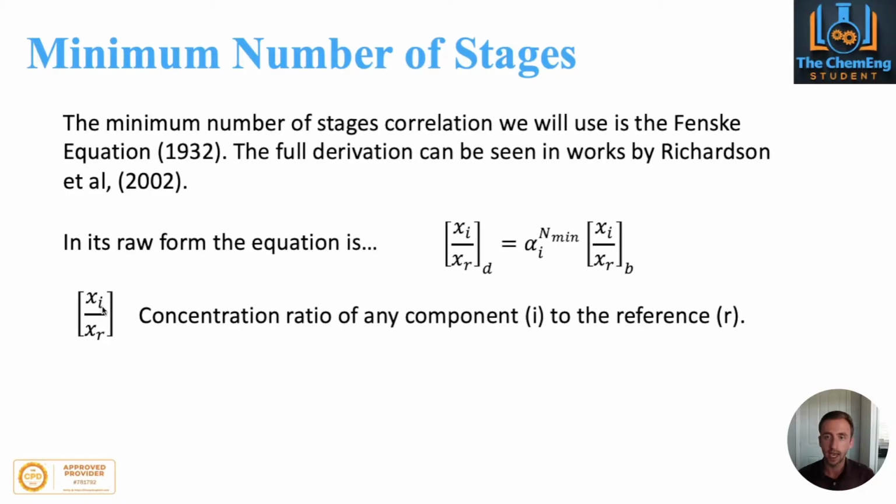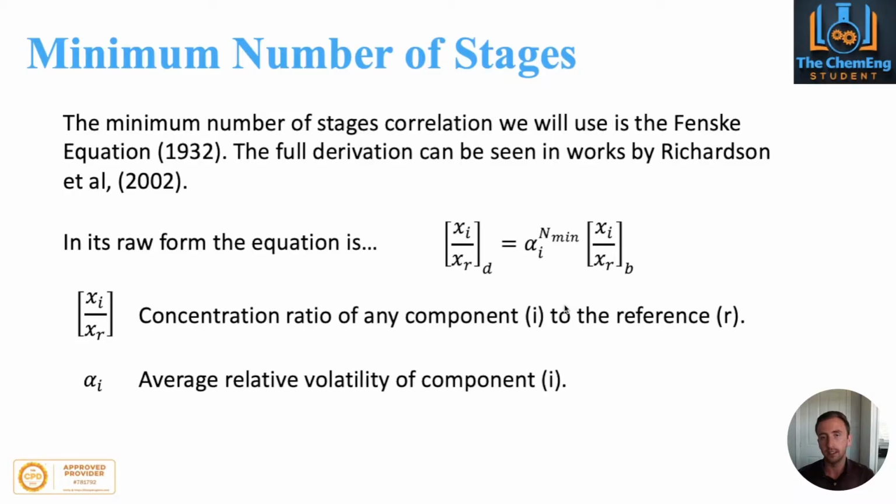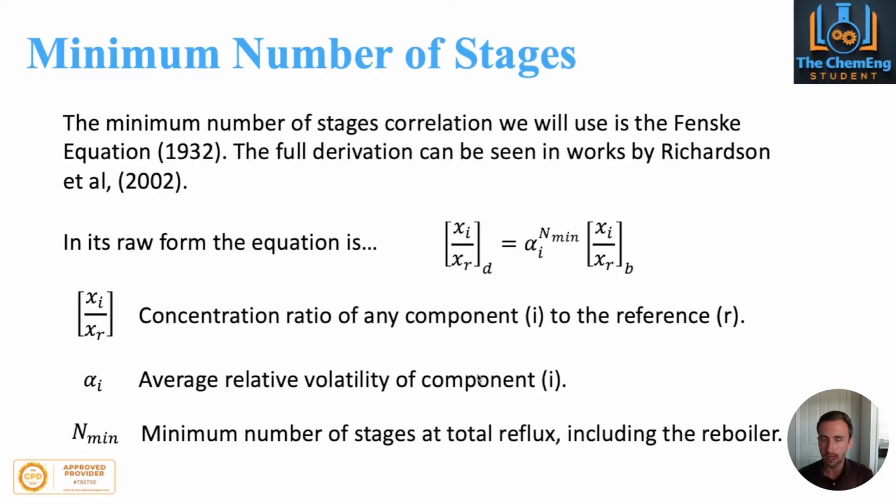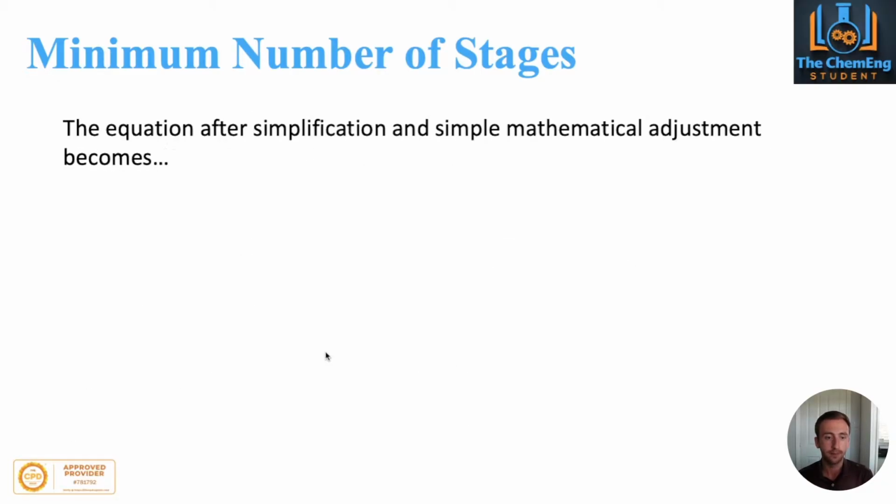Well, the first thing is the xi over xr is basically the concentration ratio between any component i and your reference component. Then the alpha value is the average relative volatility of your component i. And then n min is the minimum number of stages for total reflux, which includes the reboiler. So from distillation design, you will know that the reboiler actually accounts for one of the stages within the design. So the n min here includes the reboiler.